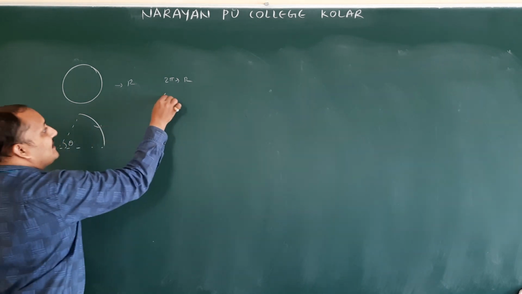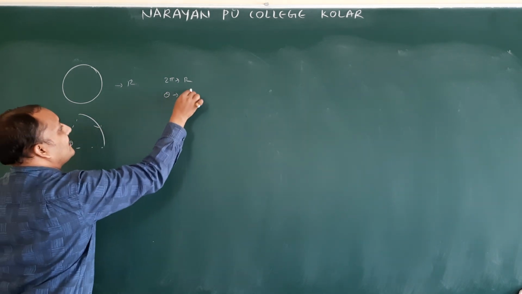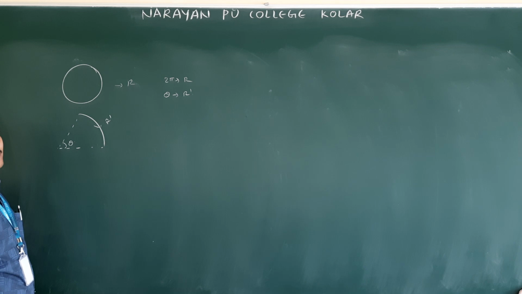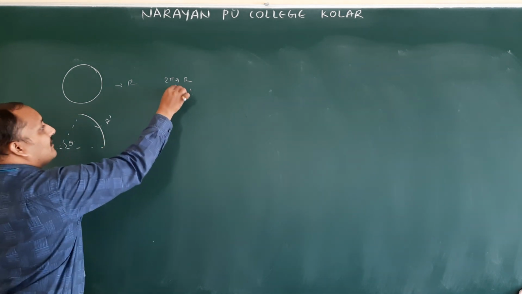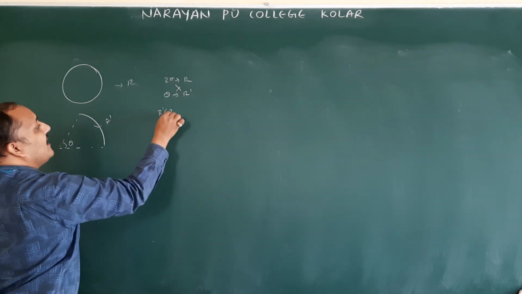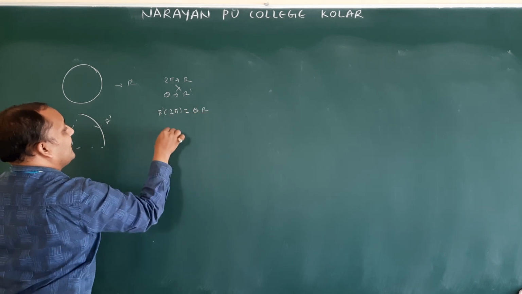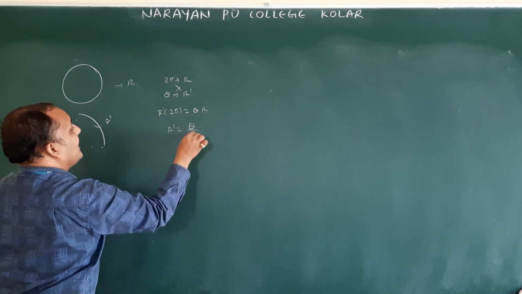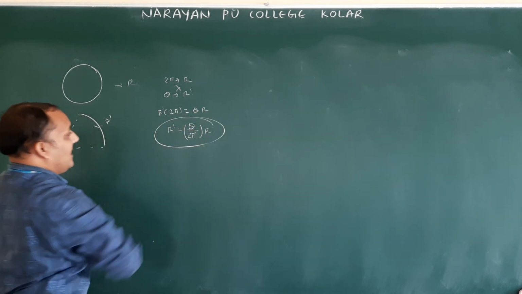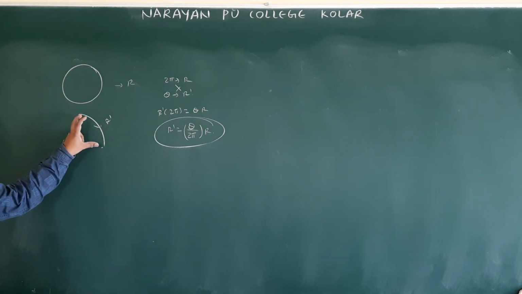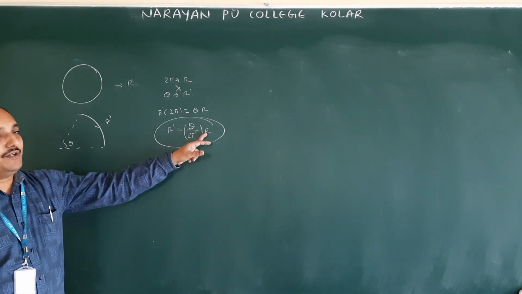Then what is the resistance for theta angle? That is nothing but R dash. Very simple, and I will also say how to remember it. Cross multiply: R dash into 2 pi is equal to theta R. Then R dash is equal to theta by 2 pi into R. So this is the resistance of this R1: theta by 2 pi into R.